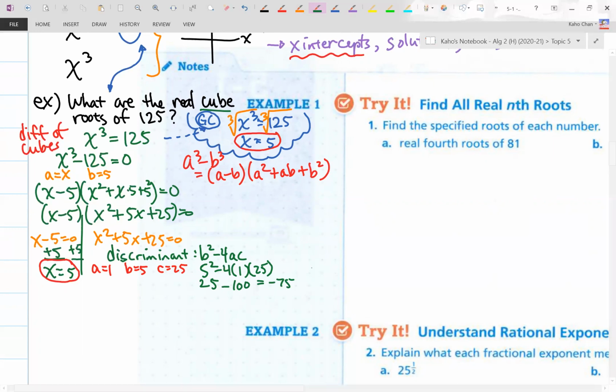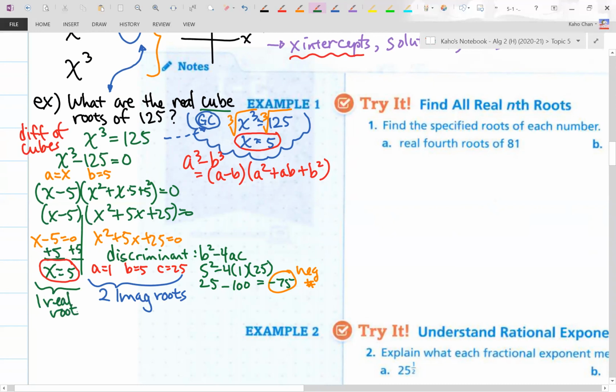If you try to take the square root of a negative number, it's impossible. A negative number underneath the radical is not allowed. This is imaginary. So this means that these are imaginary roots. In fact, there are two of them. We have one real root and one imaginary root.